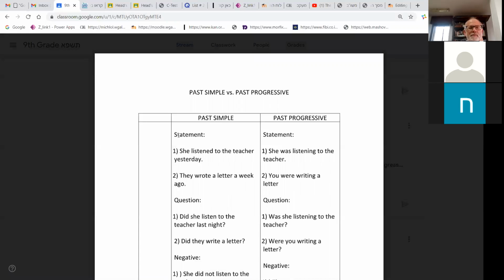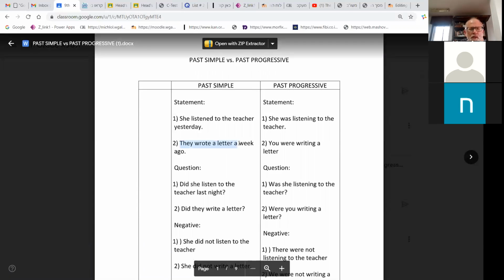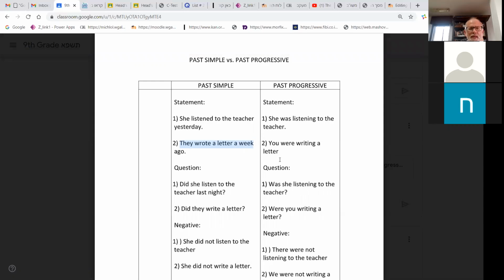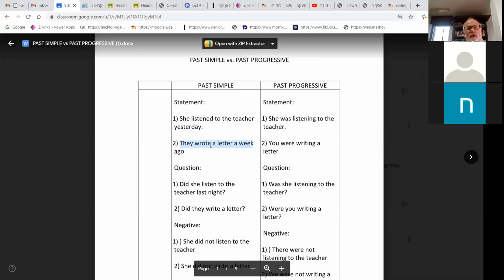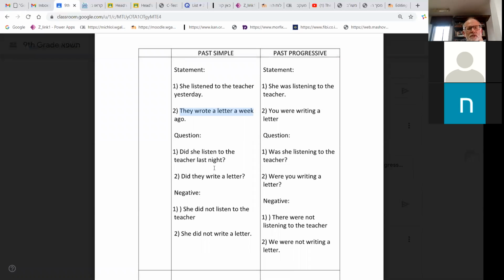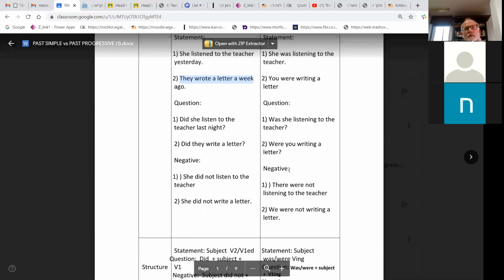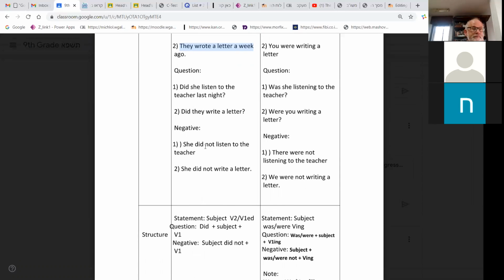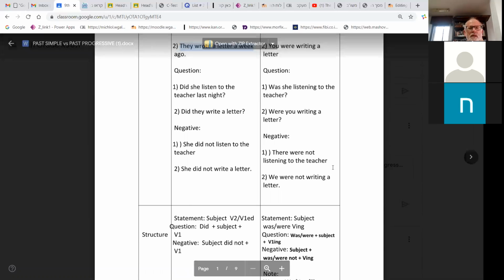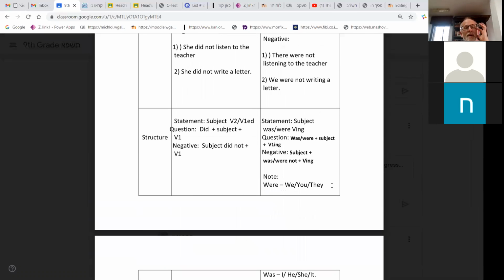The statement: she listened to the teacher. The past progressive: she was listening to the teacher. They wrote a letter. You were writing a letter. Question: did she listen to the teacher last night? In past progressive, was she listening to the teacher? Did they write a letter? Were you writing a letter? She did not listen to the teacher. They were not listening to the teacher. She did not write a letter. We were not writing.